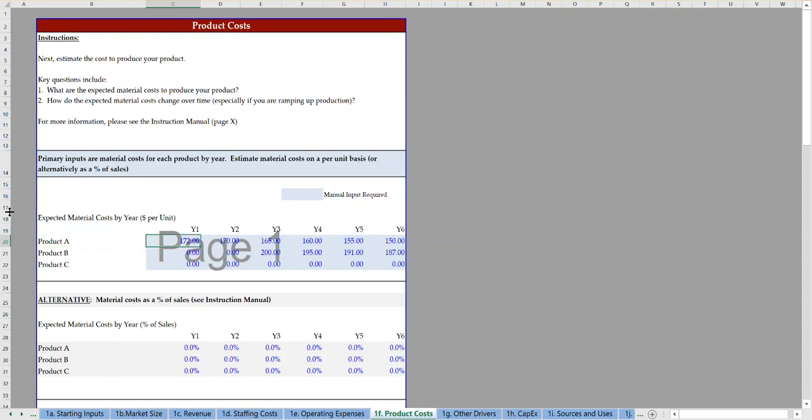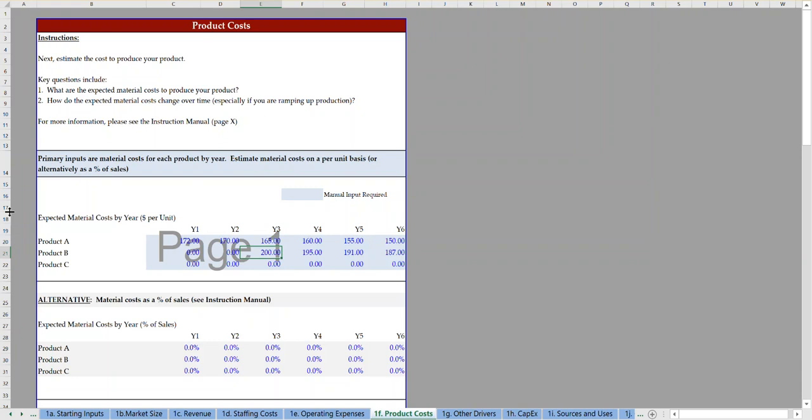As you can see here, in year one for product A, we are assuming $172 of material costs per unit. And we've entered in materials costs over the subsequent years of the model. In this example, you can see they're decreasing over time as we're expecting some economies of scale.